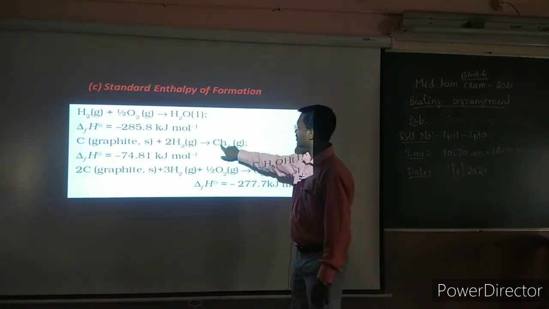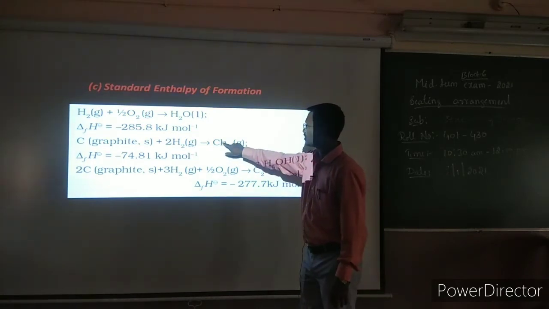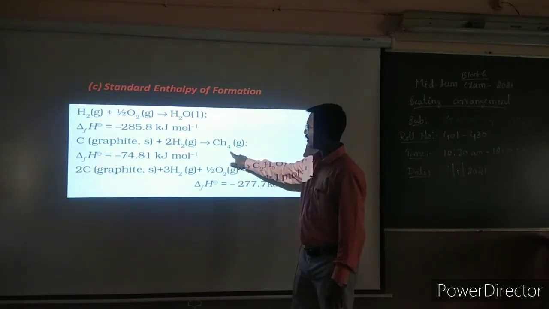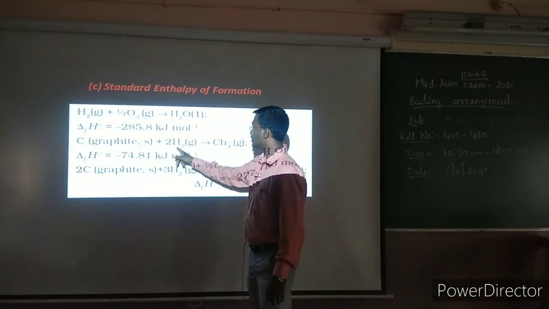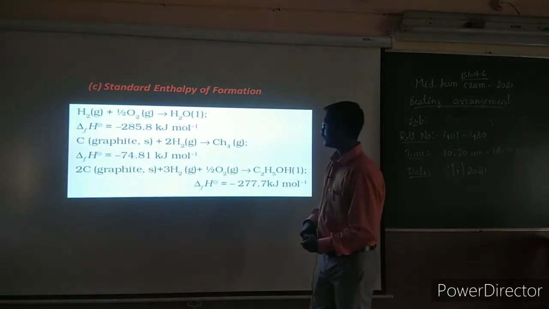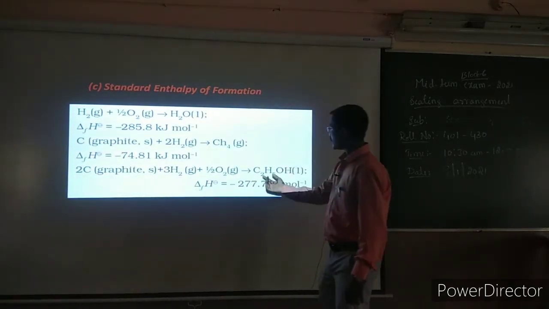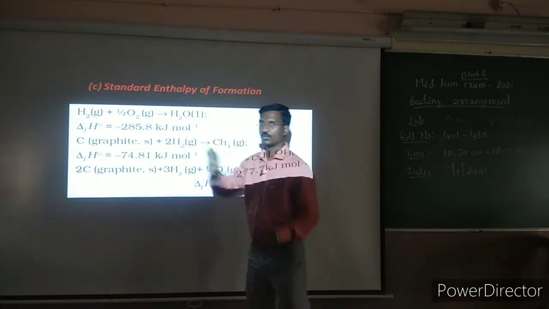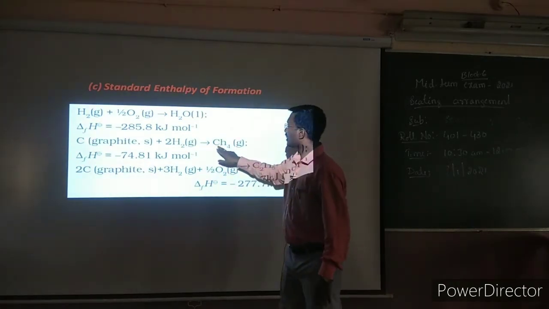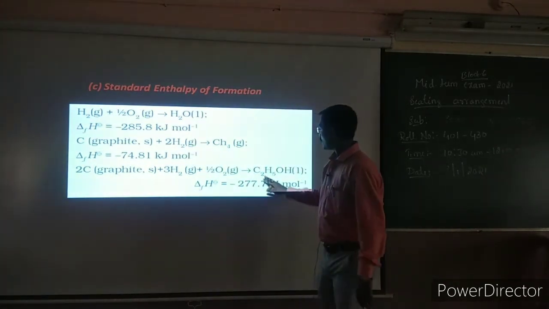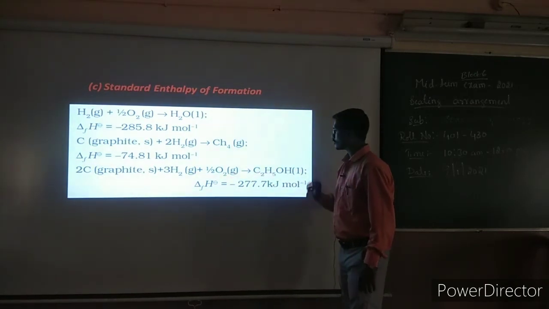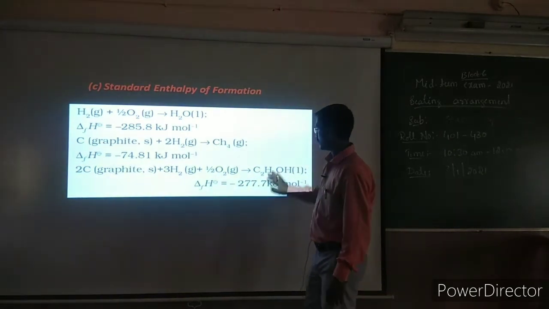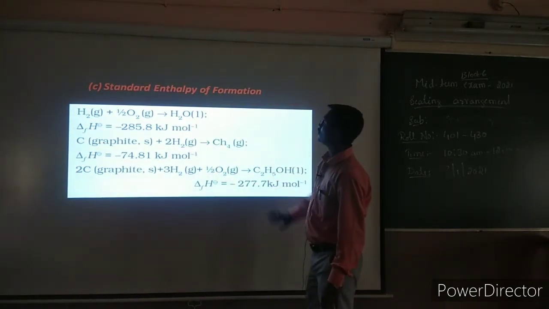Similarly, for CH4, the H must be capital. In the textbook it is a small h, which is wrong. Capital H variable, CH4. To make methane, we have to take carbon, that is graphite, plus hydrogen. After combining these, we get methane. Similarly, for water we have taken only hydrogen and oxygen. For methane we have taken only carbon and hydrogen. For methanol we have taken carbon, hydrogen and oxygen. Nothing is there apart from this. So this is called the standard enthalpy of formation.